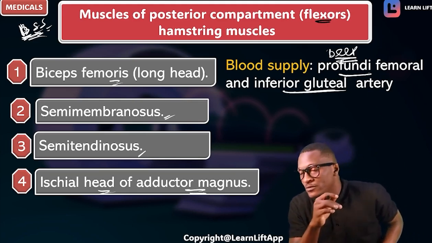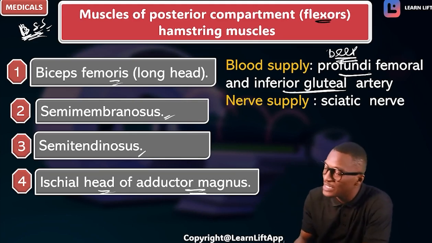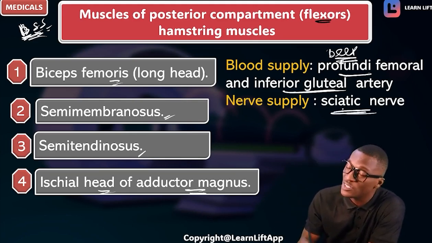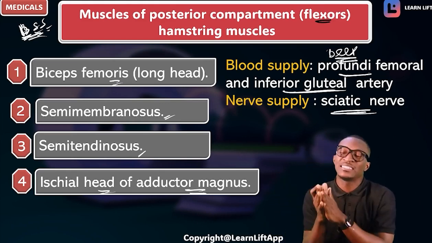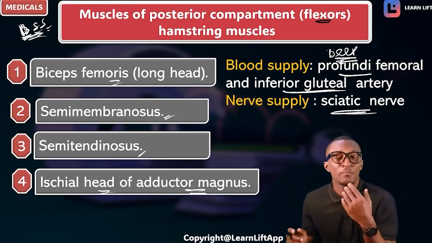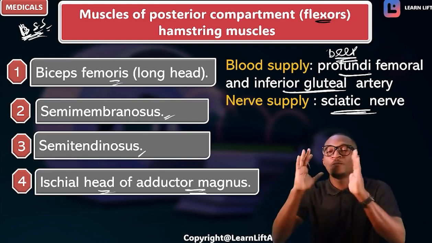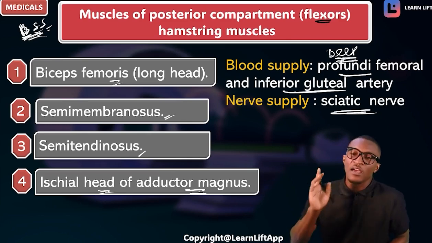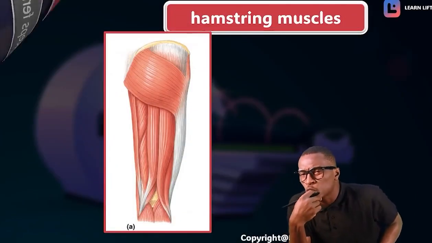So what is now the nerve supply? The chief nerve supply of the posterior compartment of the thigh is the sciatic nerve. This is where you escape from during injection. We're going to talk about that. Everybody, what's the nerve supply? Sciatic nerve. Now, this nerve supply and blood supply that we have been listing may look strange to you. Just calm down. I'm going to do an overview of blood supply and an overview of nerve supply, so that you understand all these things. Everybody, what are the muscles of the posterior compartment? BSS and the ischial head of your adductor magnus.